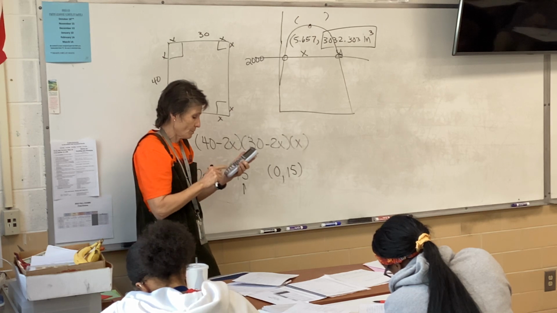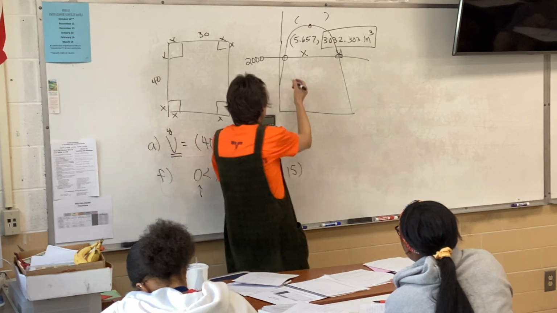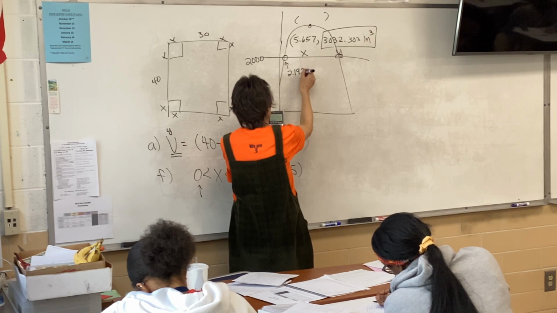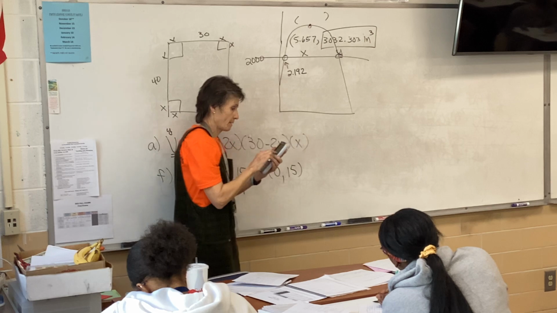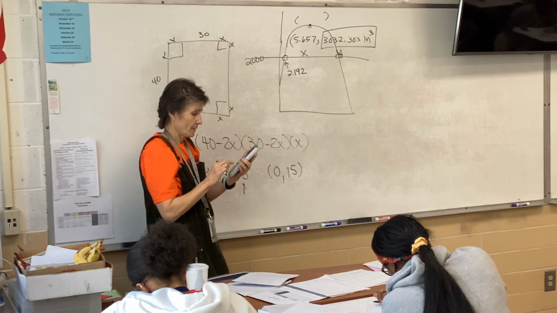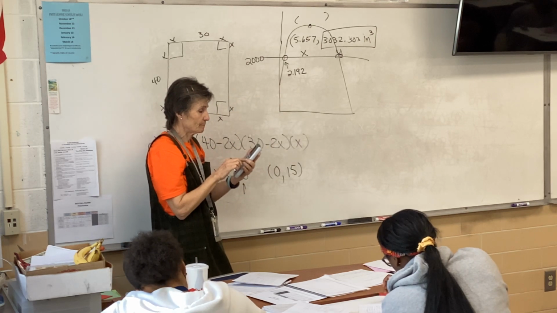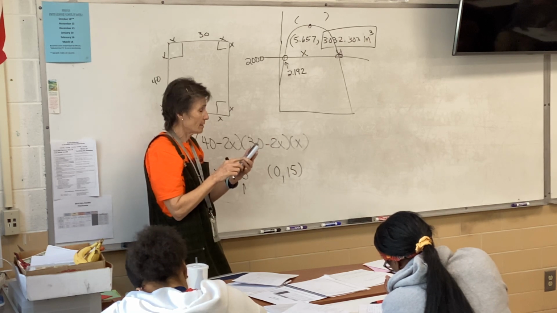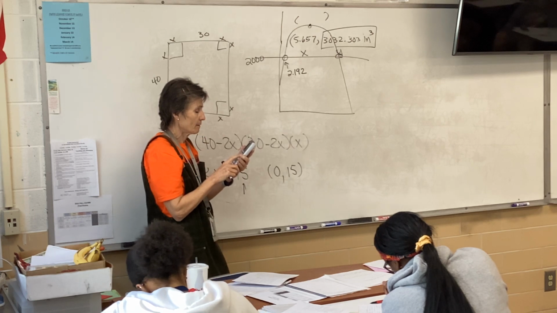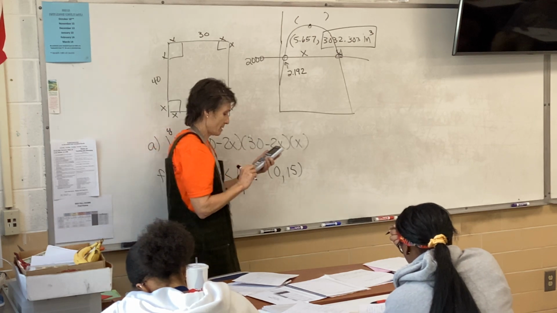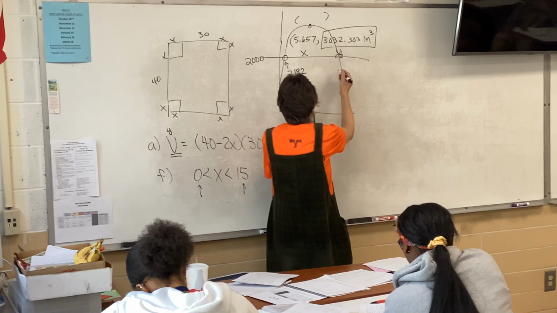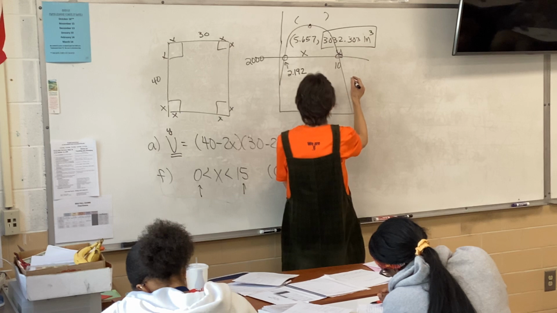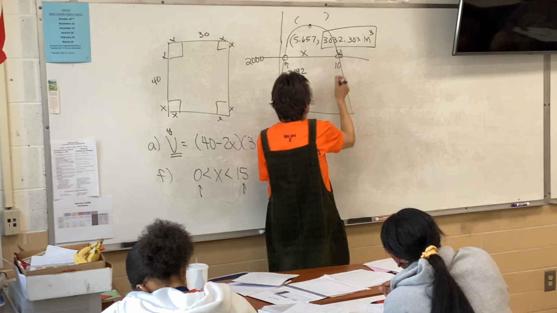So for this one, I got an x value of 2.192. Obviously the y is 2,000. And for that second one, I got 10. Is that right? Okay.